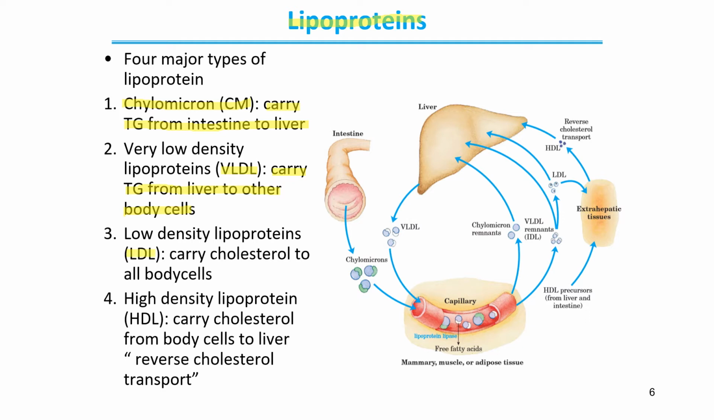Then LDL, the main transport is cholesterol, and it transports to all the body cells. And high density lipoprotein, which is considered to be a good fat from the body, brings the cholesterol back from the body cells to the liver. And this is known as reverse cholesterol transport for the HDL.